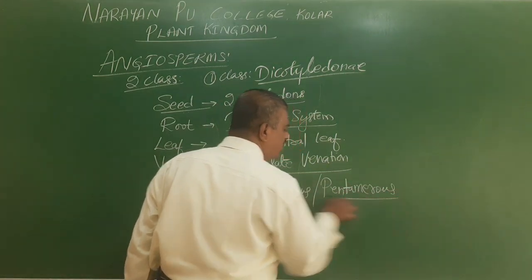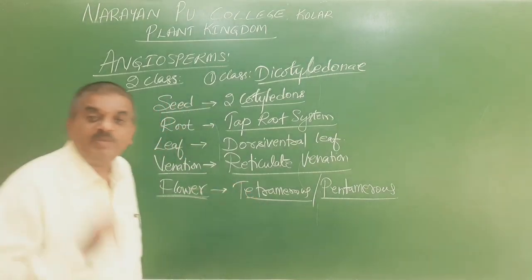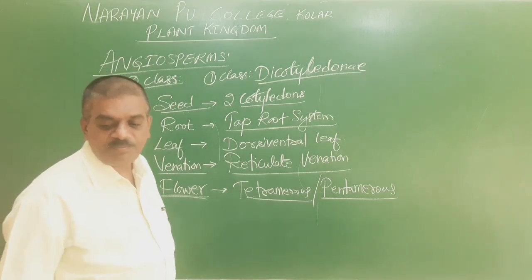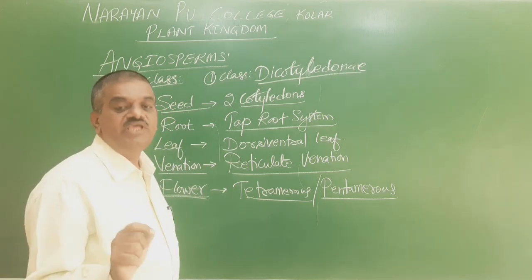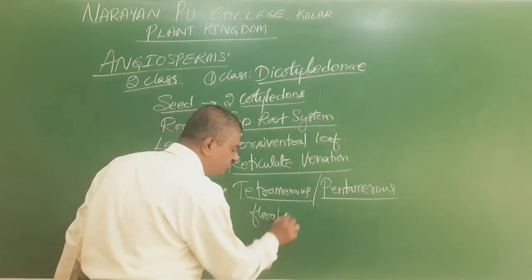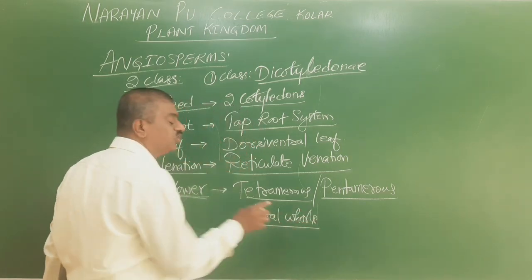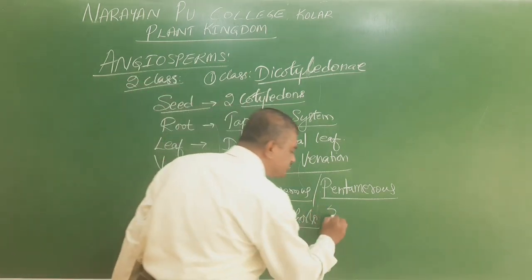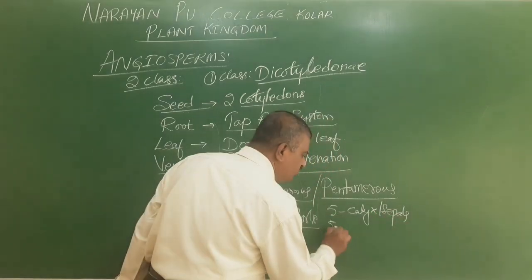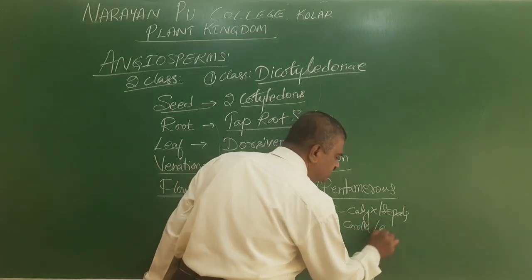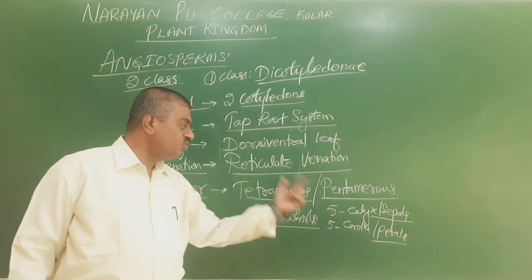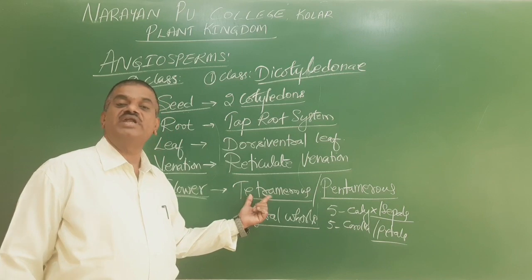So tetramerous or pentamerous. The meaning of pentamerous: there are 5 calyx and 5 corolla, or 5 sepals and 5 petals in the floral whorls of a flower. 5 calyx is nothing but sepals and 5 corolla are called petals. So when 5 sepals and 5 petals are there, we use the word pentamerous. When we say 4 sepals and 4 petals, it is called tetramerous.